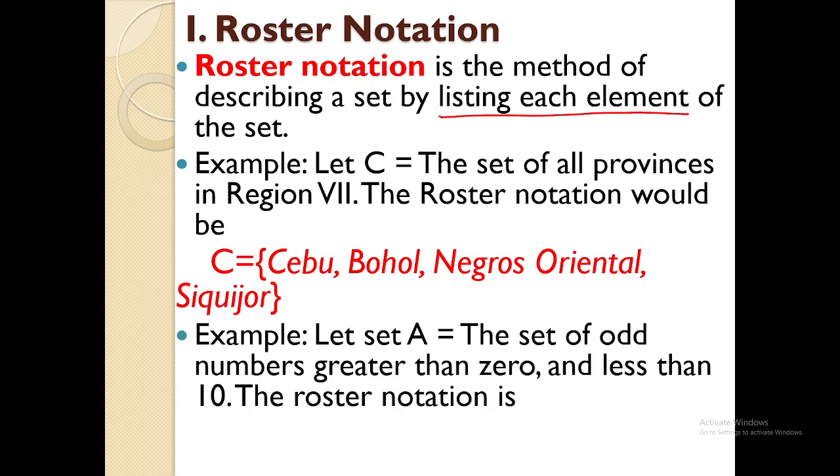Another example, set A is the set of odd numbers greater than 0 but less than 10. So what will be the roster for this? Who can give me all the elements? Take note, odd numbers greater than 0 and less than 10. 1. What else? 3. 5. 7 and 9. There you go. That answers our roster notation for set A. Let's have more examples.